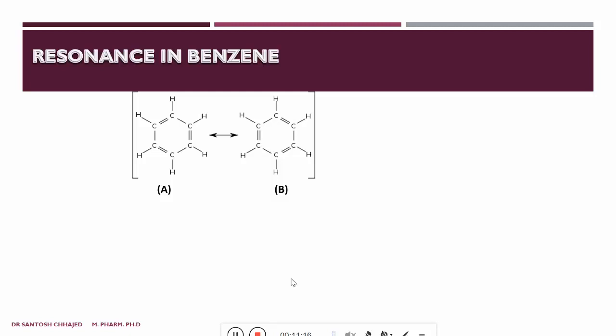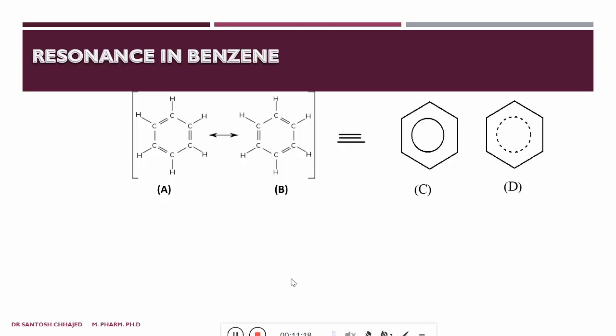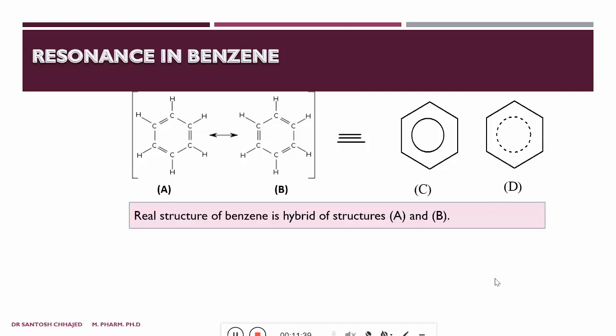Now I will discuss resonance in benzene. Here delocalization of electrons will occur, and it is a continuous delocalization, and that's why we can show benzene in this manner, with the help of this Kekulé structure. The dotted arrow indicates delocalization of electrons. So the real structure of benzene is a hybrid structure of A and B. So these are the contributing structures.